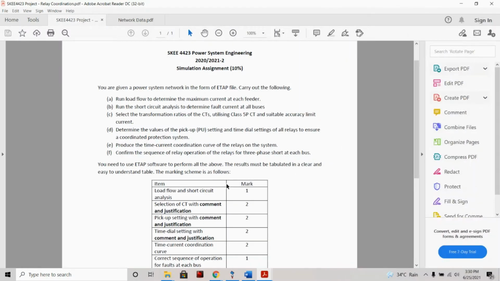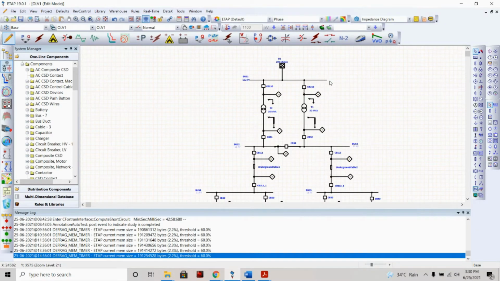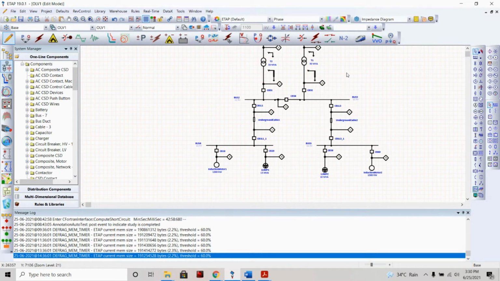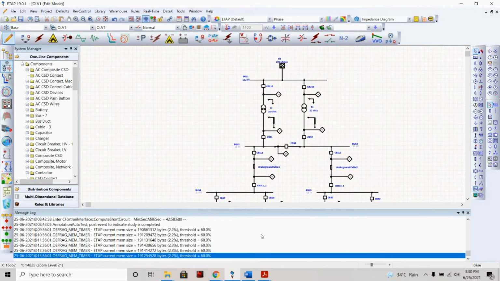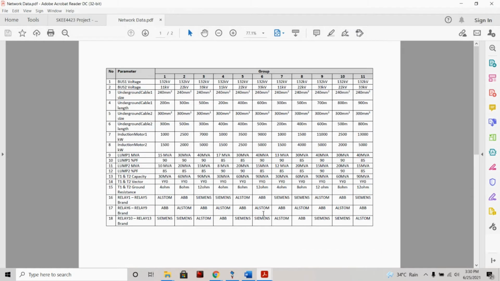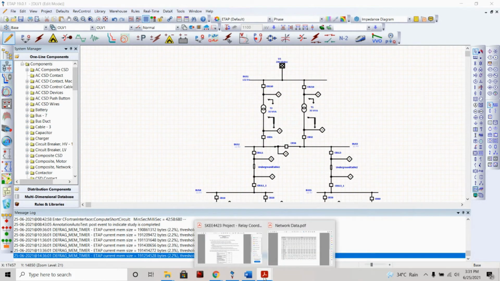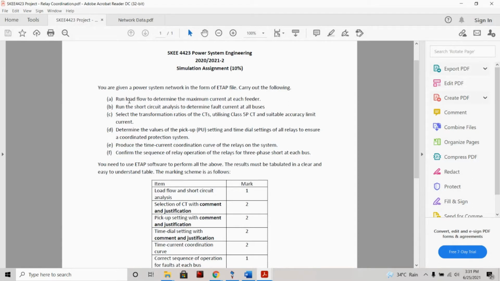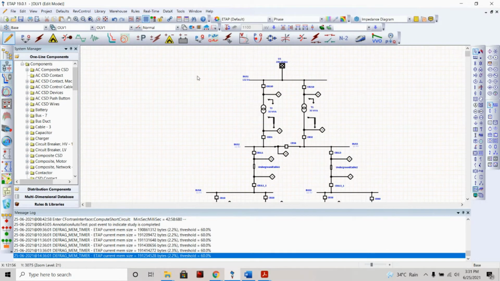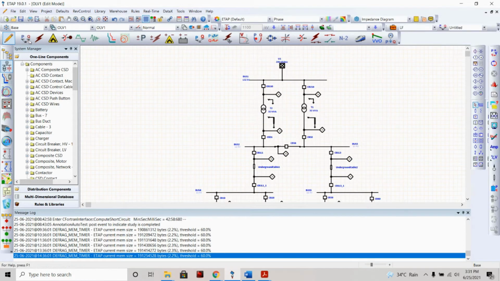So, we have already been given a network by our lecturer. So this is network 1, and we have keyed in the value for group 1 for bus 1 voltage, bus 2 voltage, and so on into this network. So we need to do several analyses. For the first part, we need to run load flow to determine the maximum current at each feeder or relay. To run the load flow analysis, we need to click here and click here.